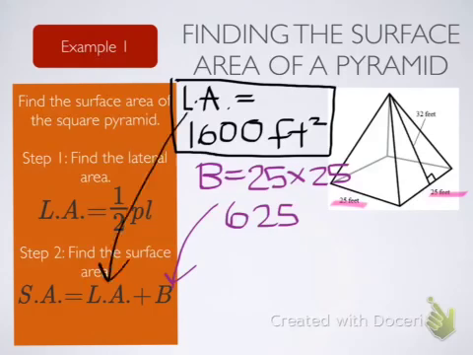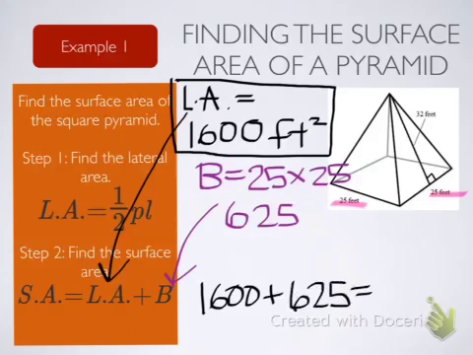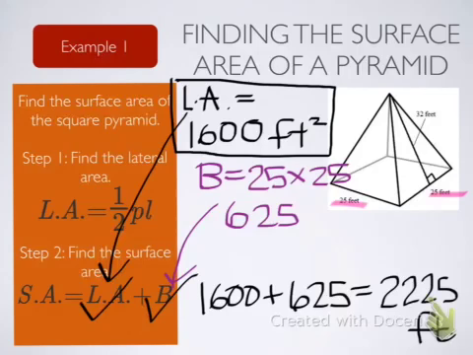So now we can just substitute those in and we can do our addition. We have 1,600 plus 625 square feet. So altogether that is going to equal 2,225 square feet. And we're finished because that's our LA and our B. So that's your answer.